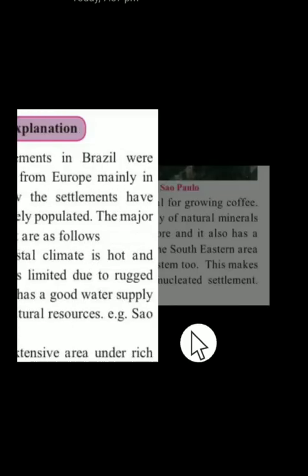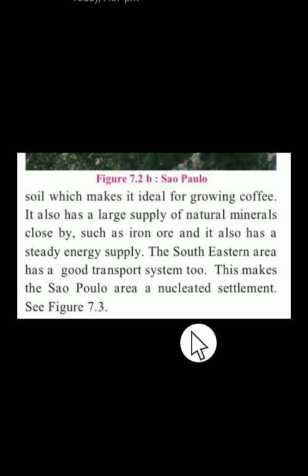Then we had seen the next area, one of the best areas over there, that is Sao Paulo, which has primary occupations like agriculture, where it is very good in growing coffee. Then we have secondary occupations where there are plenty of industries because of natural minerals that are available, and also the good transport routes which can provide quick services to the people in those areas.